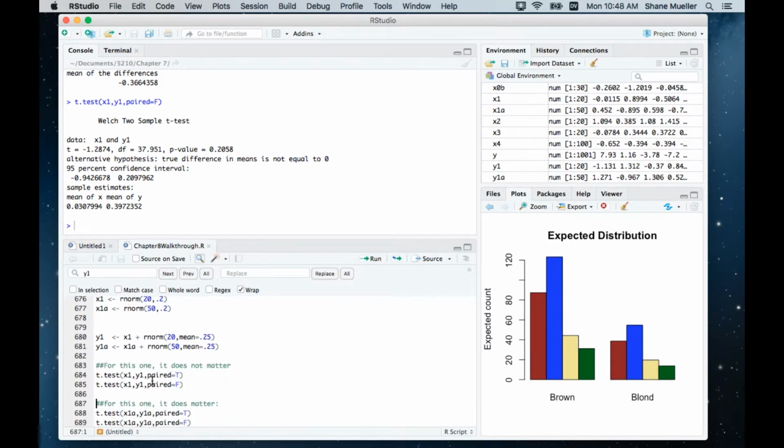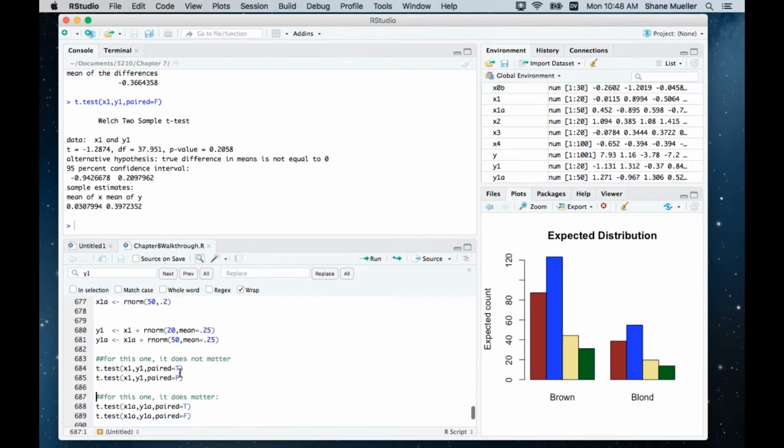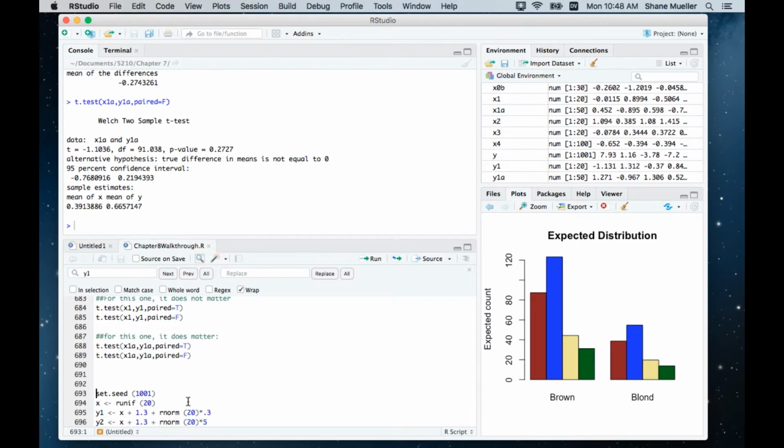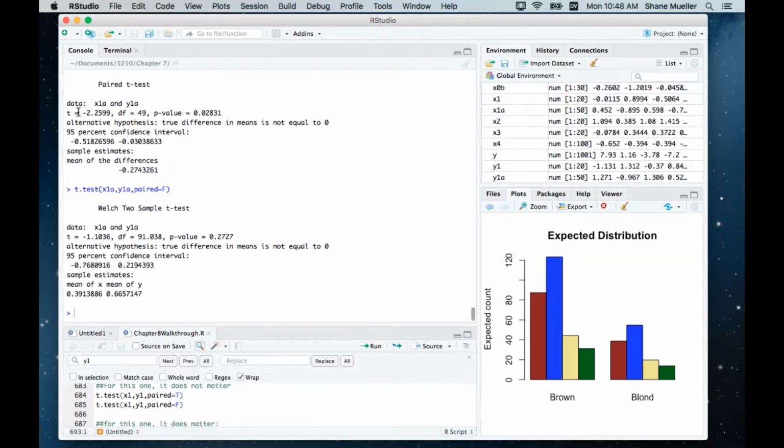And that should match your intuition that if these are linked, if I treat them as paired, I should get more power out of my test. But here's one where I have more data, and now it does matter. In this case, if I do a paired test, it ends up having a statistically significant effect. In this case, it doesn't.